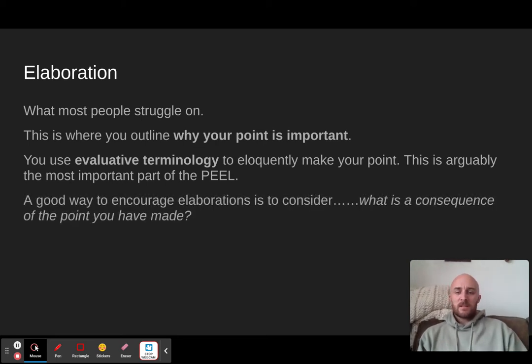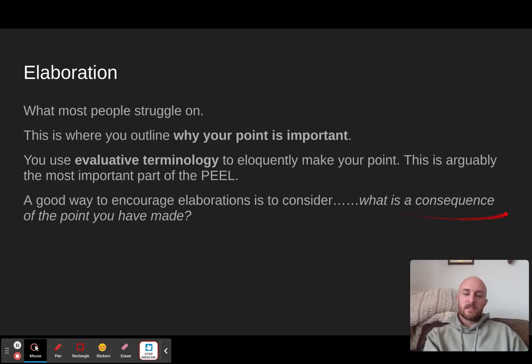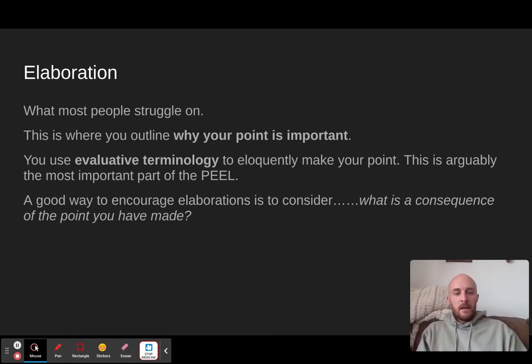So this is a central question just here, which I get my students to think about. If you struggle with elaborations, what I want you to consider: what is a consequence of the point you have made? What's a consequence of it? If you're saying that it's reductionist, a consequence of that is that the theory is parochial, it's narrow-minded, for example. If you're criticizing the theory for being deterministic, well, a consequence of that is that the theory is quite offensive and socially sensitive, for example.